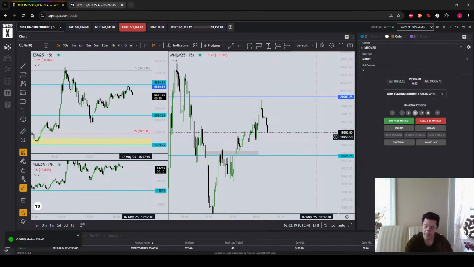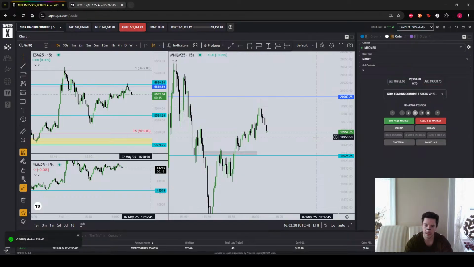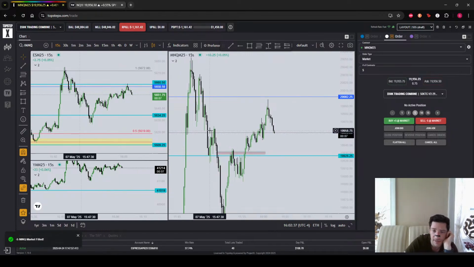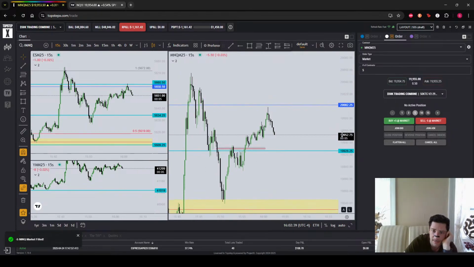Honestly, I would be getting short again, but Topstep's going to close me out at 410. I really would. I can't let go of this thought that I think it's a BS kind of long run. I really do. I think it's got to go lower. Unfortunately, I just don't think I'm going to be able to get involved. I was involved here. I must have just gotten barely stopped out.